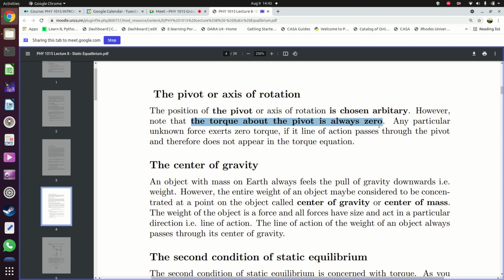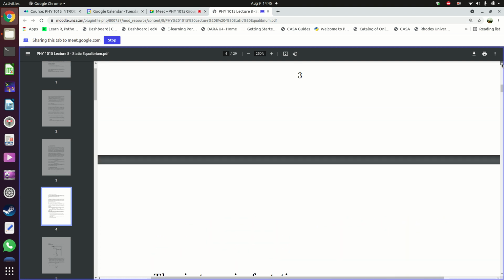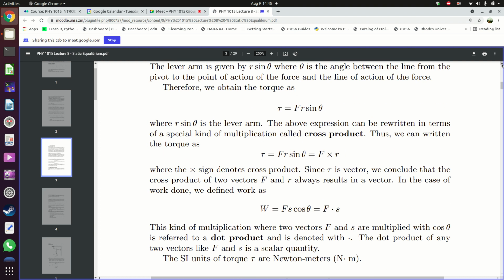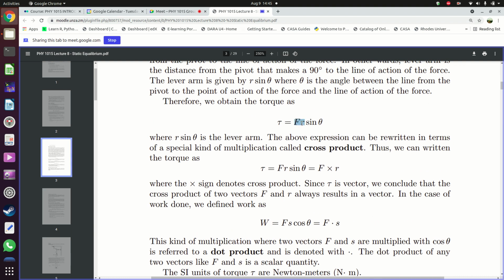If you are going to choose a pivot arbitrarily anyway, what you need to take advantage of is the fact that if you have a force whose line of action passes through the pivot, it means that in that particular case, this R, the arrow we have here, is going to be equal to 0 because the force is passing through the pivot.